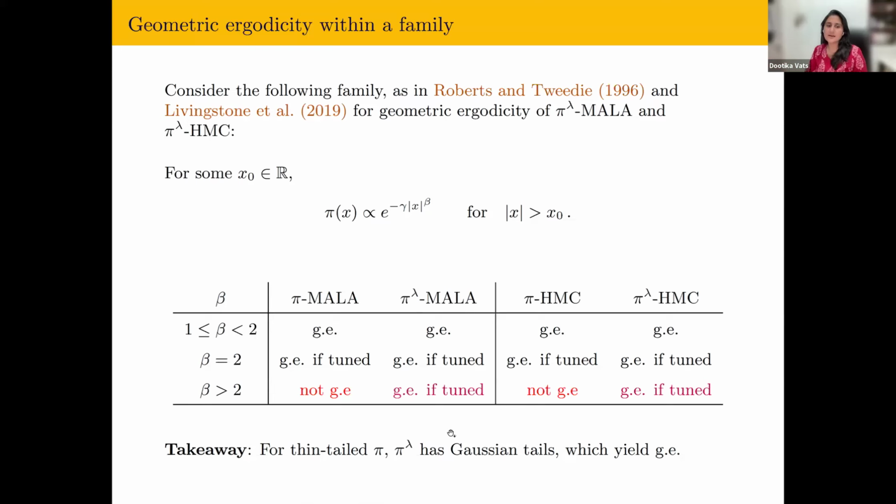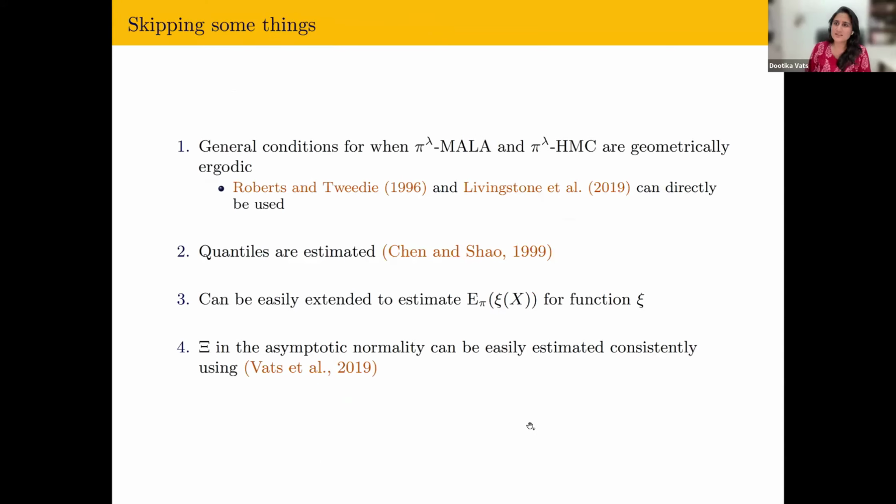And that's the takeaway, that when pi has thin tails, pi lambda has Gaussian tails, which then does yield geometric ergodicity. Okay. And so I'm skipping some things in the talk. These can be found in fair amount of detail in the paper, but we have general conditions as well for when pi lambda Mala and pi lambda HMC are geometrically ergodic. And these are essentially adaptations, or sort of carefully studying the conditions, from Roberts and Tweedie and Livingstone et al.